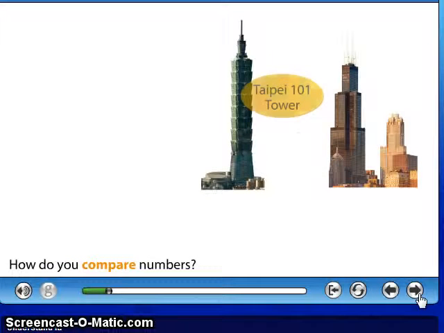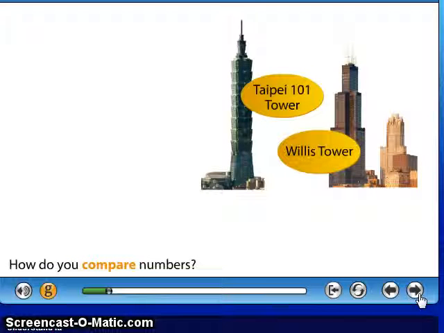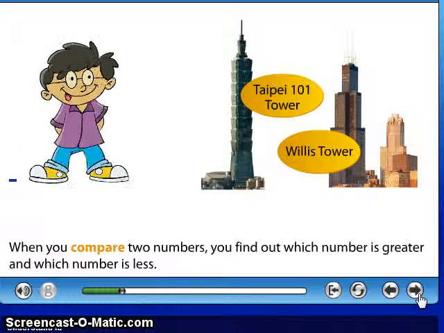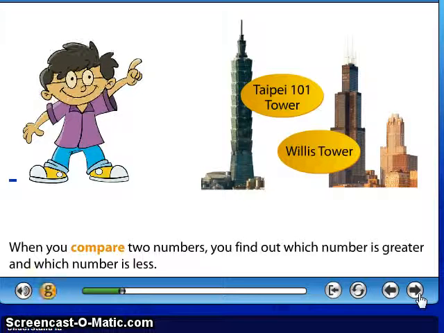How do you compare numbers? So the question we're asking ourselves today is, how do we compare numbers? So here's two different towers that we're going to look at. We're going to look at the Taipei 101 tower, and we're going to look at the Willis Tower. When you compare two numbers, you find out which number is greater and which number is less. So when we're comparing numbers, we've got to have a big number and we've got to have a small number. Greater means big and less means small.